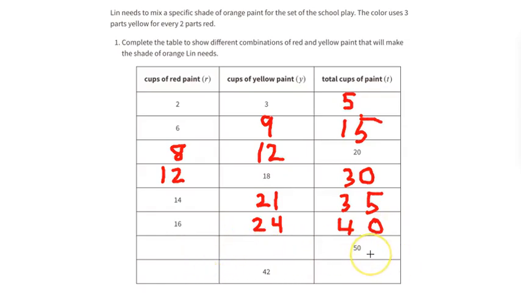Yeah, this one's easy, right? If that's 50, that's 10 times, right? So I need 30 here and 20 here.